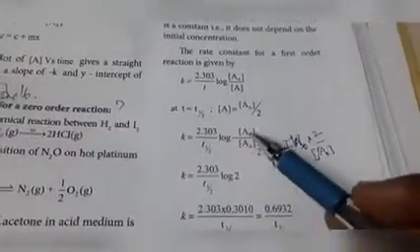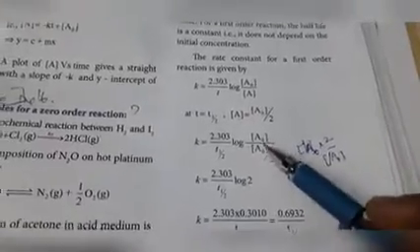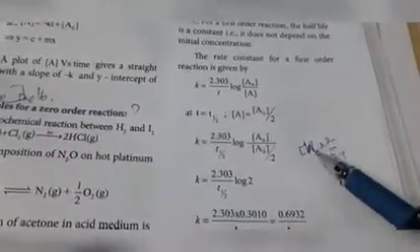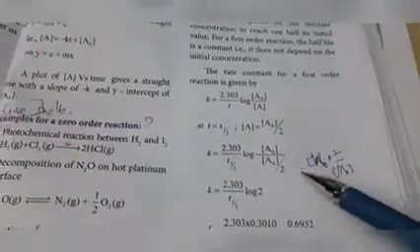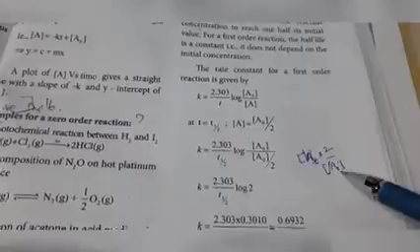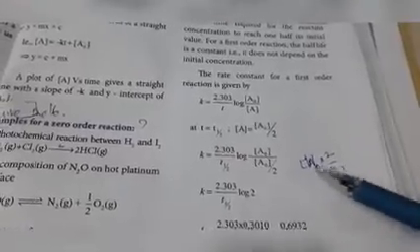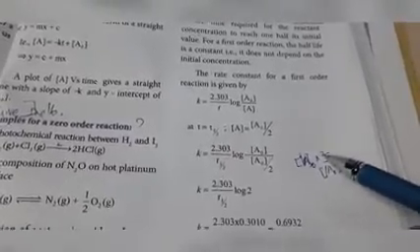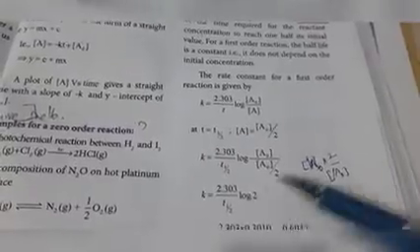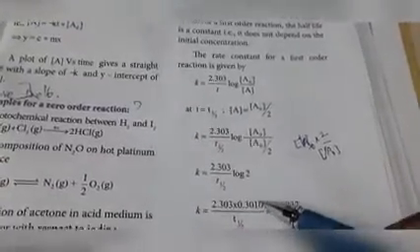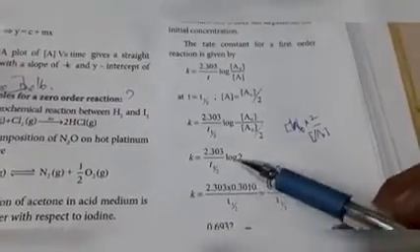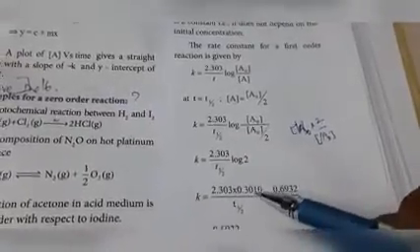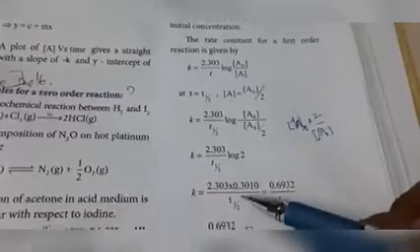So in the log, the division is converted into multiplication, which means the value should be reciprocal, so it should be 2 by A0. Both A0 are cancelled, and the remaining 2 only is present. So here we have log 2. Log 2 value is 0.3010. So K is equal to 2.303 into log 2 value 0.3010 divided by t half.